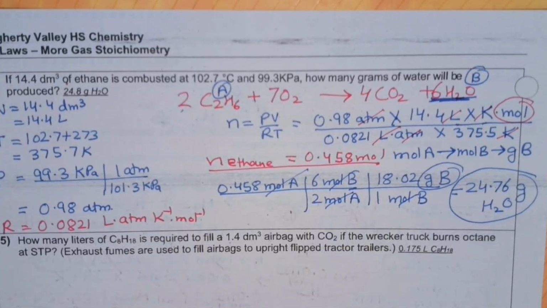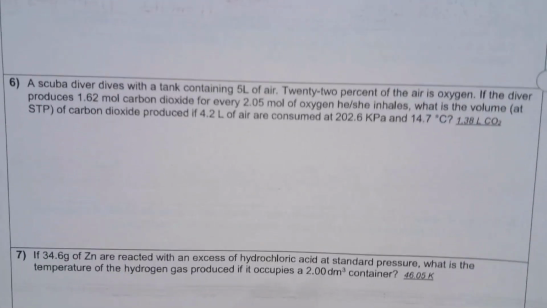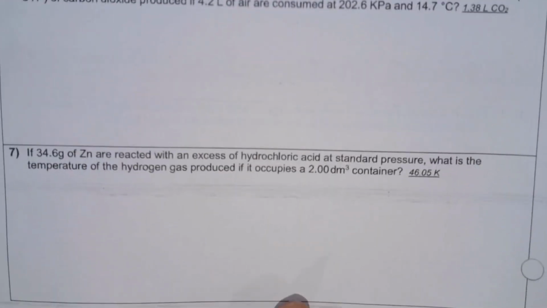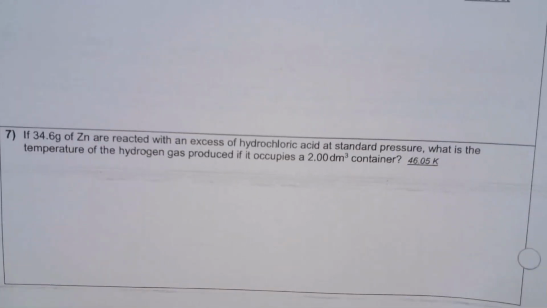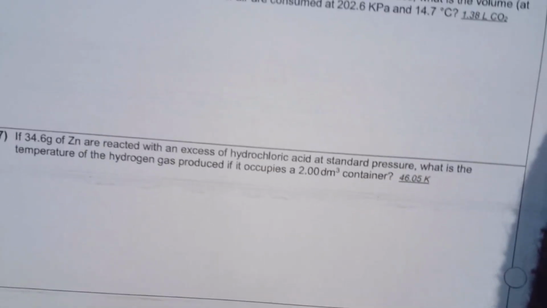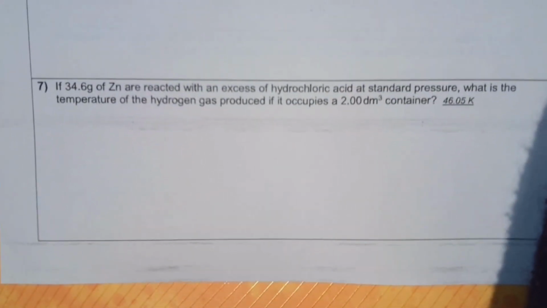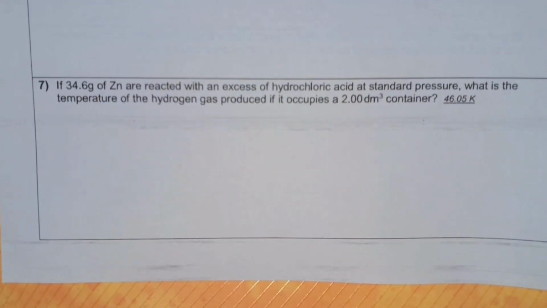So next I'm gonna do question number 7 on the same worksheet. Question number 7 is: you are given grams of zinc reacted with excess hydrochloric acid at standard pressure. The standard pressure is always 1 atm, right? What is the temperature of hydrogen gas produced if it occupies 2 decimeter cube of volume?